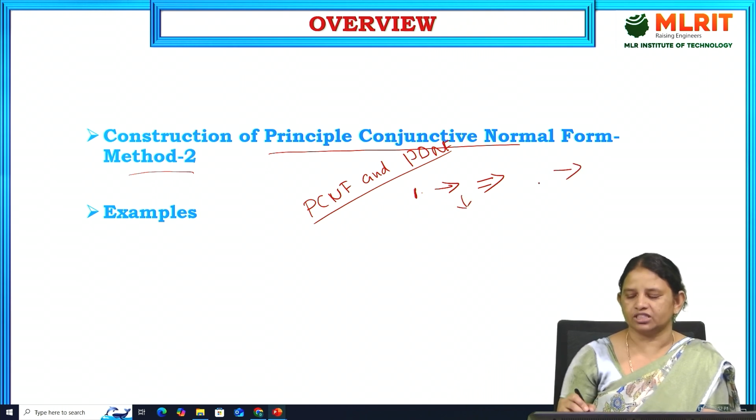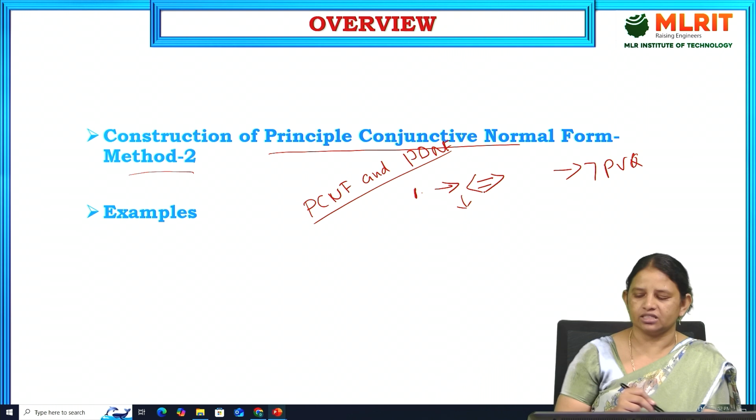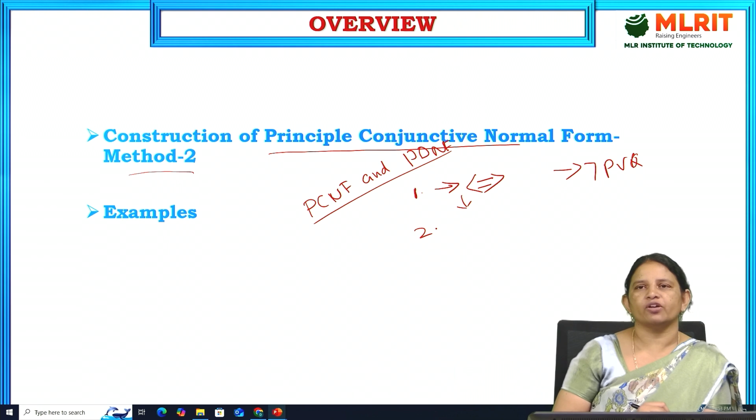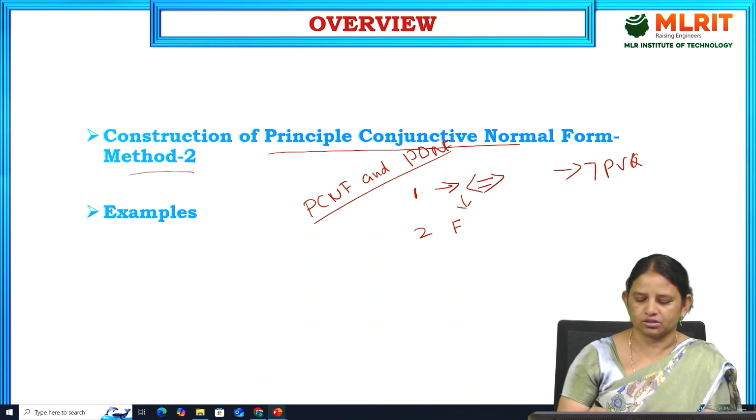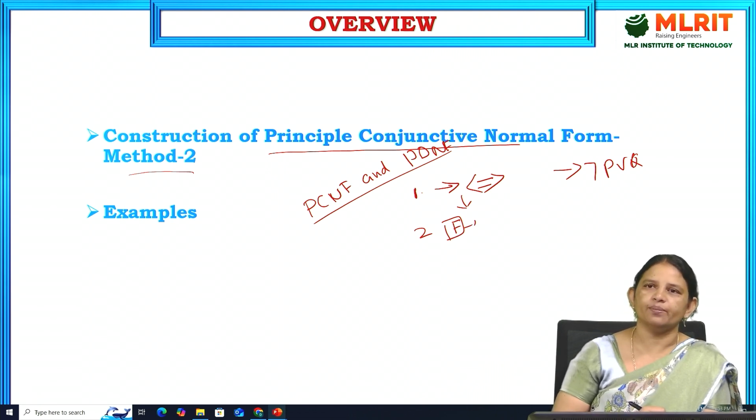If it is a conditional statement, P implies Q is replaced by negation P or Q. Like that we need to replace. If it is a biconditional statement, we need to remove the biconditional and conditional by applying equivalent connectives like negation, conjunction as well as disjunction. Second one: if any max term leads to a contradiction, that is nothing but false, then we need to drop those max terms.